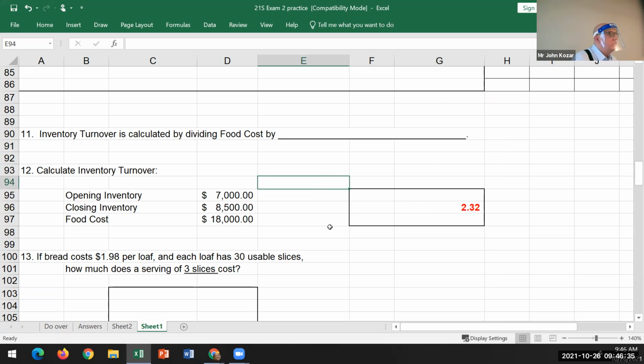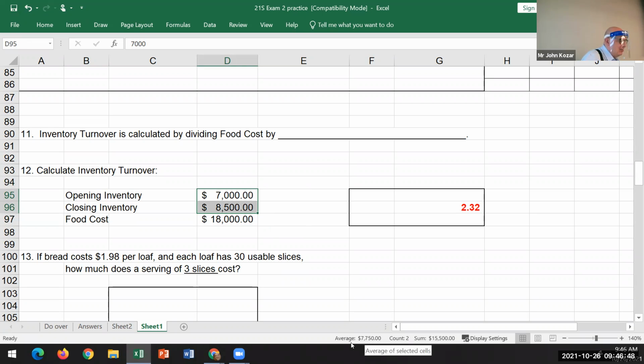Okay. Did you get 2.32? Pardon me? I just highlighted it on here, but you would add them together and divide by 2. Excel tells you down at the bottom that's the average piece.